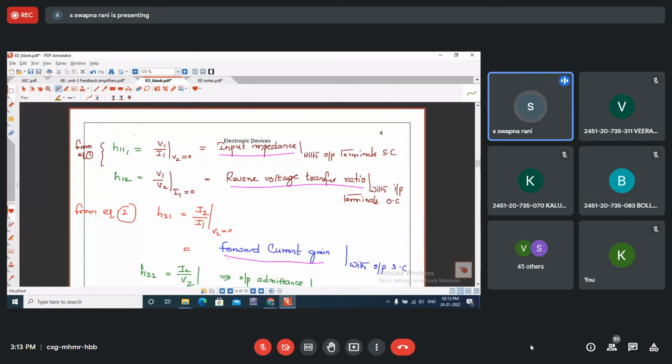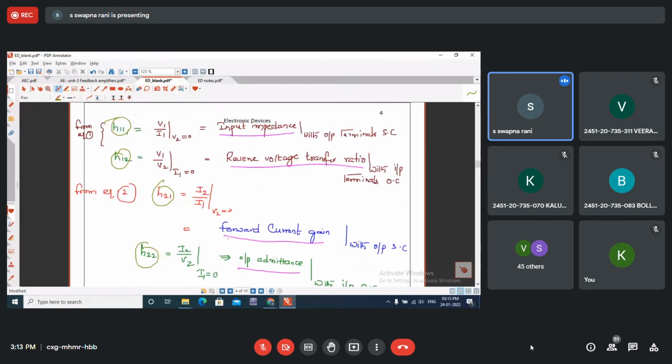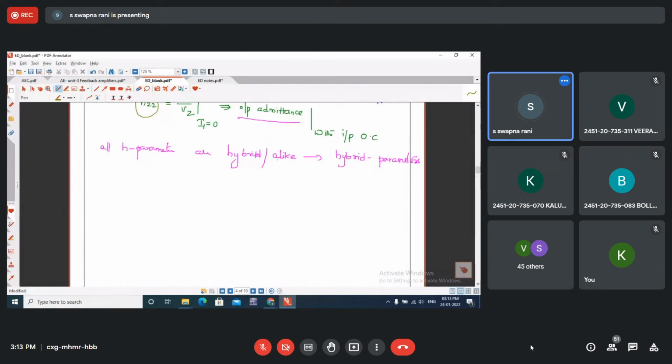So this is one equation: the h parameter, the transfer ratio, forward current gain, output admittance. These are the four parameters we are also looking into to analyze the performance of the amplifier. Now we have just come across the equations, so we know the equations relating the input and output voltages and the input and output currents.